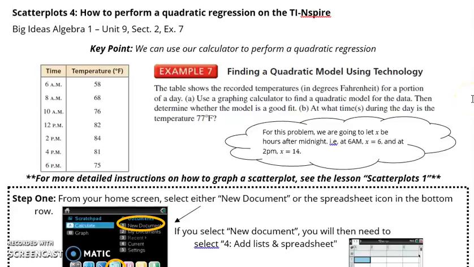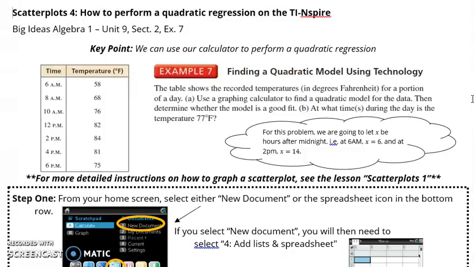This is Scatterplots 4, the fourth in a series of videos about regressions on the calculator. Scatterplots 1 looked at how to graph and how to enter data on the graphing calculator. Scatterplots 2 looked at linear regressions. Scatterplots 3 looked at exponential regressions. And for Scatterplots 4, we're going to look at quadratic regressions.